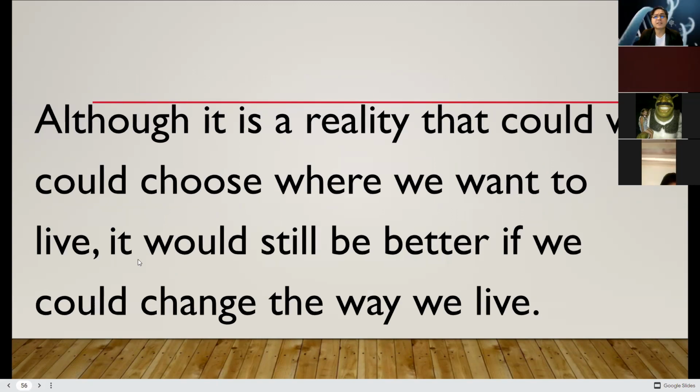Although it is a reality that we could choose where we want to live, it would still be better if we change the way we live. Why not? Why not improve the way of our living rather than looking for another planet to live on? Correct? And there is a big question there if you're going to ask me about Mars. Mars is a different planet. It has less atmosphere. Talking about the ground, it is more on iron. That is why it is called the red planet.